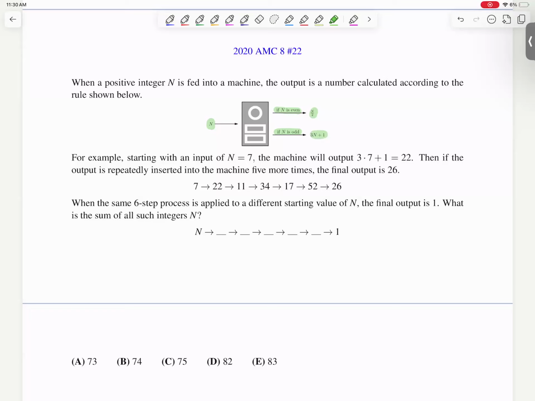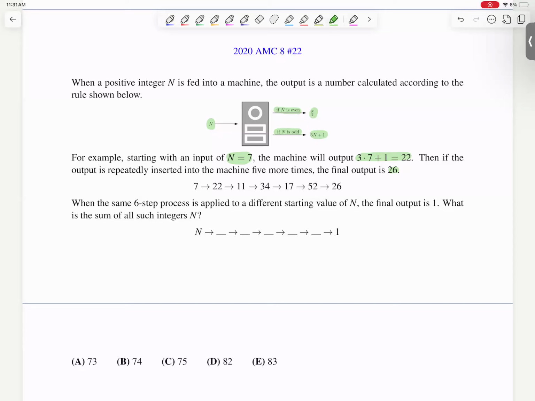For example, if we put n equal to 7, since 7 is an odd number, we get 3 times 7 plus 1, which is 22. Then if the output is repeatedly inserted into the machine 5 more times, the final output is 26. When the same 6-step process is applied to a different starting value n, the final output is 1. What is the sum of all such integers?